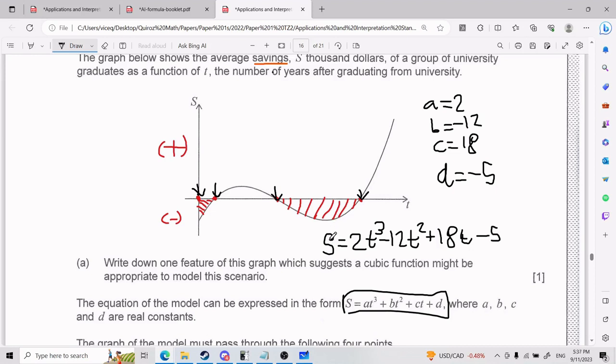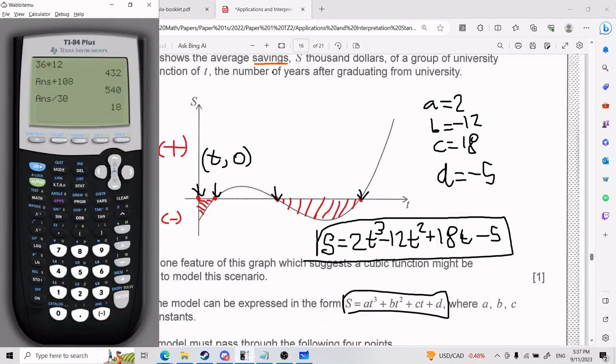This is an s, by the way, okay? So this is my function. And because I need to find all those points here, I need to plug in 0 for s, because what all these points have in common is some t value and a 0 for s.